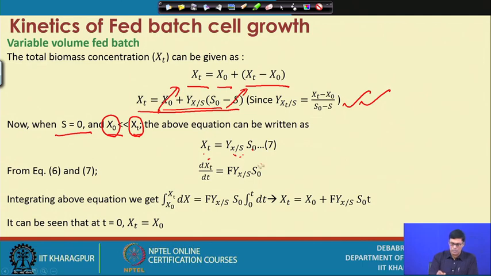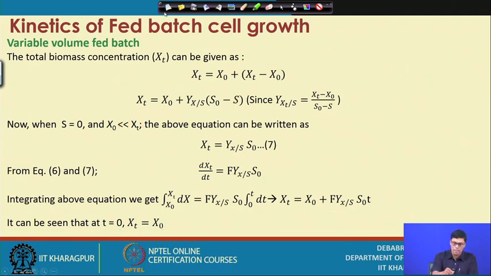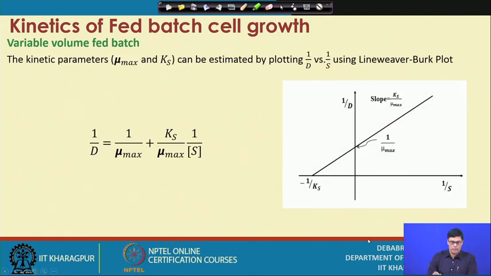Then if you combine this equation, we get dXt by dt equal to F Y Xt by X0. Integrating this form, we can have this equation, X0 plus F Y x by s S0 into t. Now, this is the boundary condition, we can say at t equal to 0, Xt equal to X0. That condition we can have.